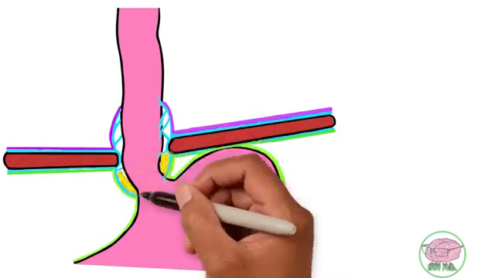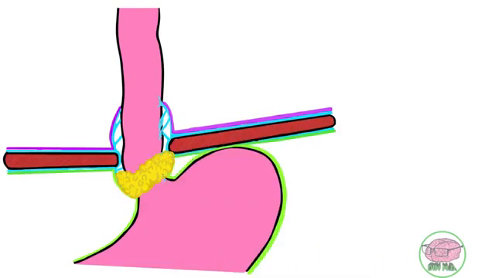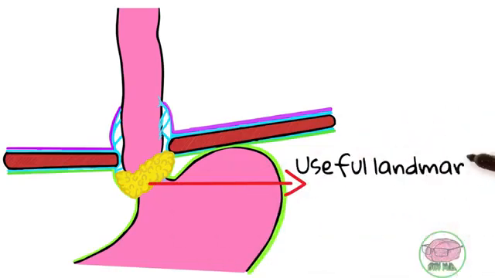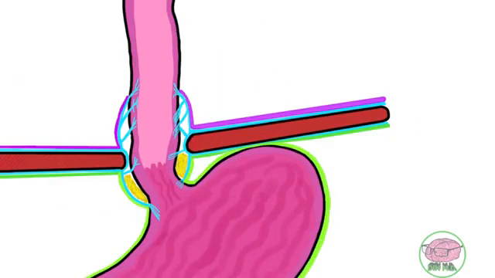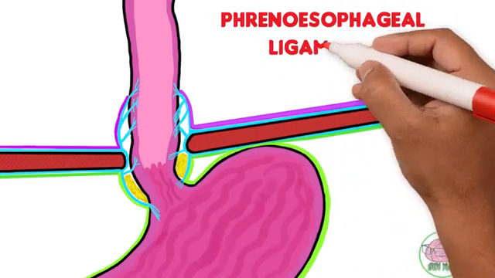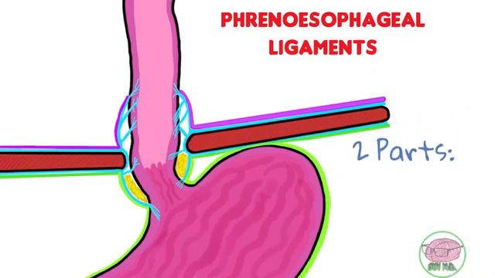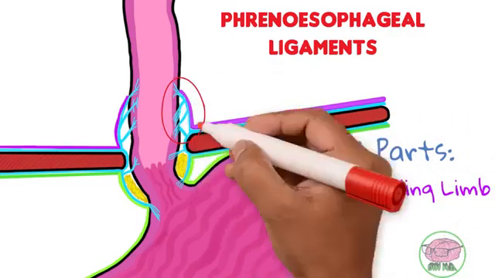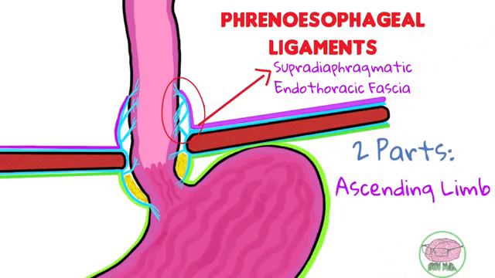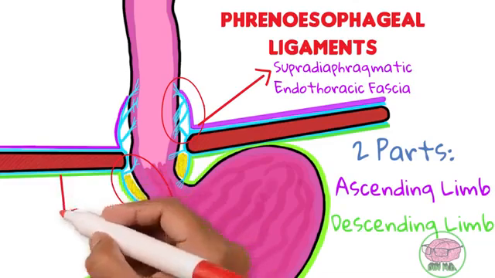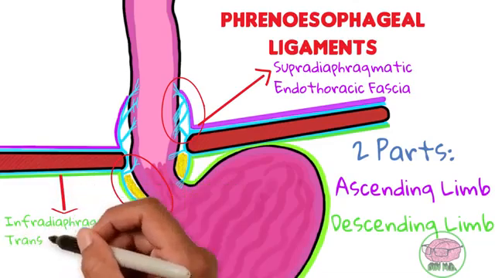Also, a fat pad may be visible beneath the visceral peritoneum covering the anterior surface of the gastroesophageal junction. This can be a useful landmark in surgery to identify this junction. The esophagus is tightly attached to the esophageal hiatus via two ligaments on each side known as the phrenoesophageal ligaments. These ligaments are made up of an ascending limb formed by the supradiaphragmatic endothoracic fascia and a descending limb made up from the infradiaphragmatic transversalis fascia.